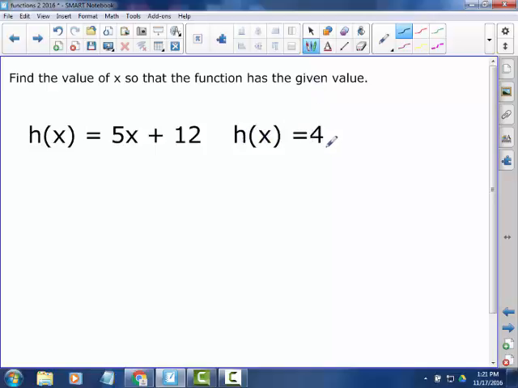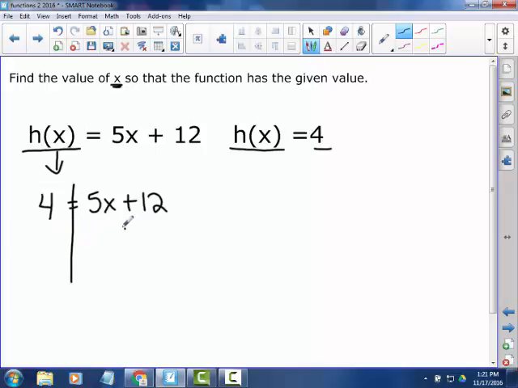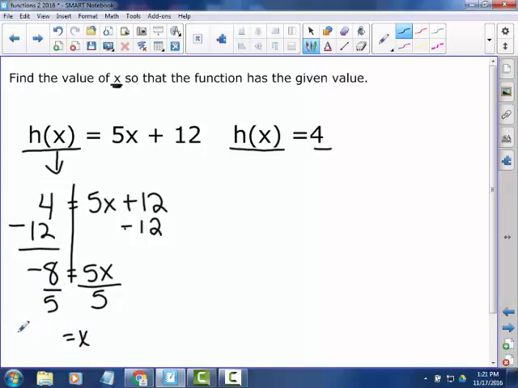Find the value of x so that the function has the given value. h of x equals 4. So h of x is 4, which means I can replace h of x with the number 4, the whole thing, equals 5x plus 12. And we want to find x. To get x by itself, we draw our line at the equal sign and subtract 12. We get negative 8. Then we divide by 5, and x is negative 8/5.